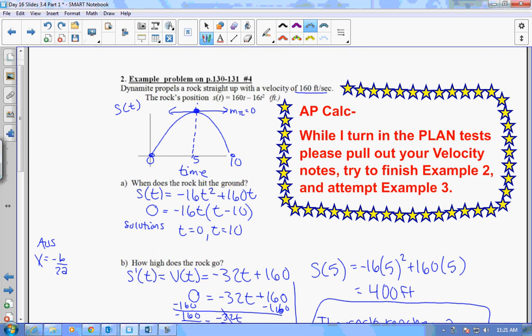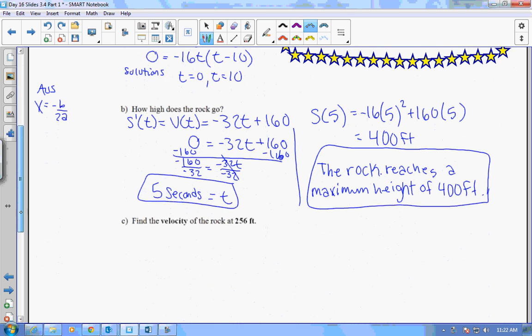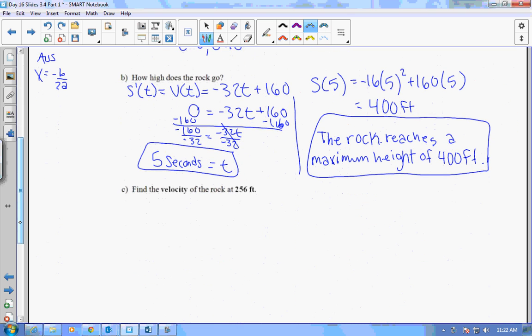Okay, so we were on example 2 on the velocity. Dynamite was propelled from rock straight up. We had a nice little graph, and when we wanted to find part B, how high does the rock go? That was the vertex. Part A, when does the rock hit the ground? We found 0 and 10. Okay, actually that's where we ended. C, the velocity of the rock at 256 feet.